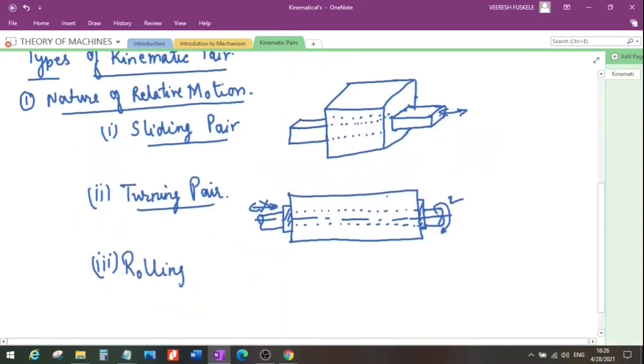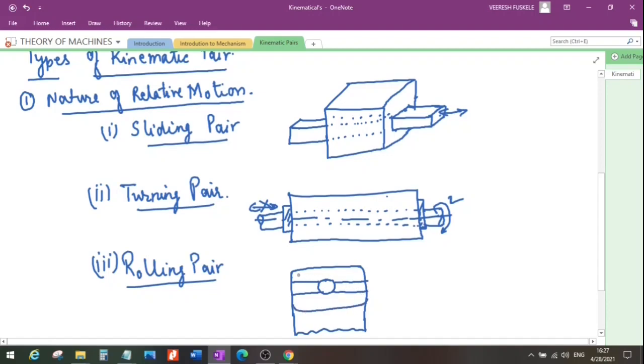Next, we'll see the rolling pair, right? So when the links of a pair have a rolling motion relative to each other, they form a rolling pair. For example, a rolling wheel on a flat surface. For example, ball or roller bearings.